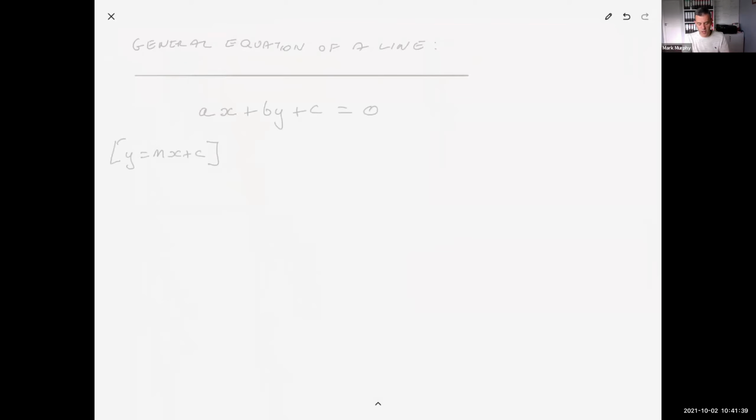I'm going to change the general equation into this format. Let's write it down by keeping the y terms on the left and putting everything else on the right, because that's what this is doing here, right? So y is equal to minus ax minus c, isn't it? No, let's divide across by b, so we want this in this format. So y is equal to minus a over b x minus c over b, right?